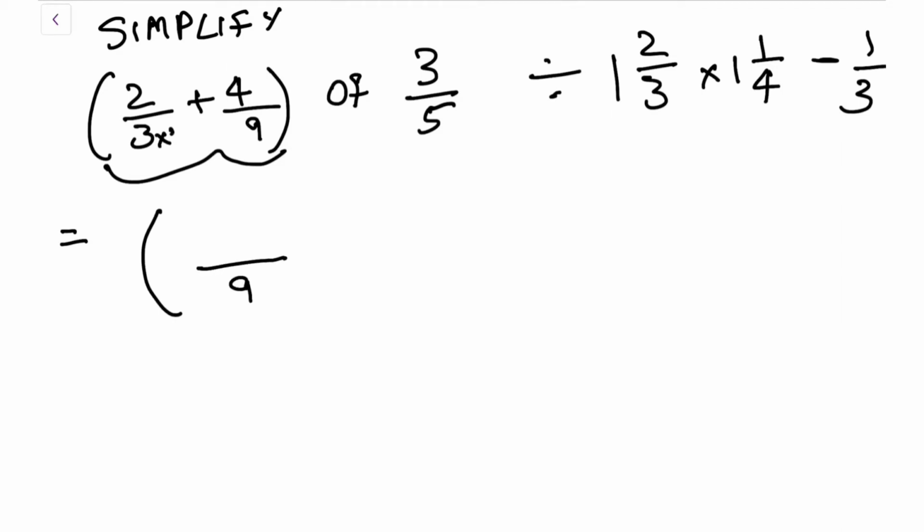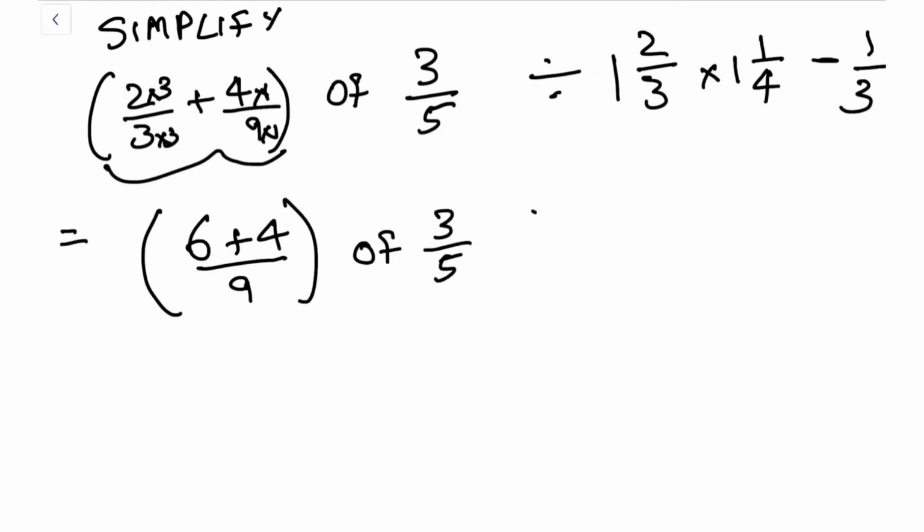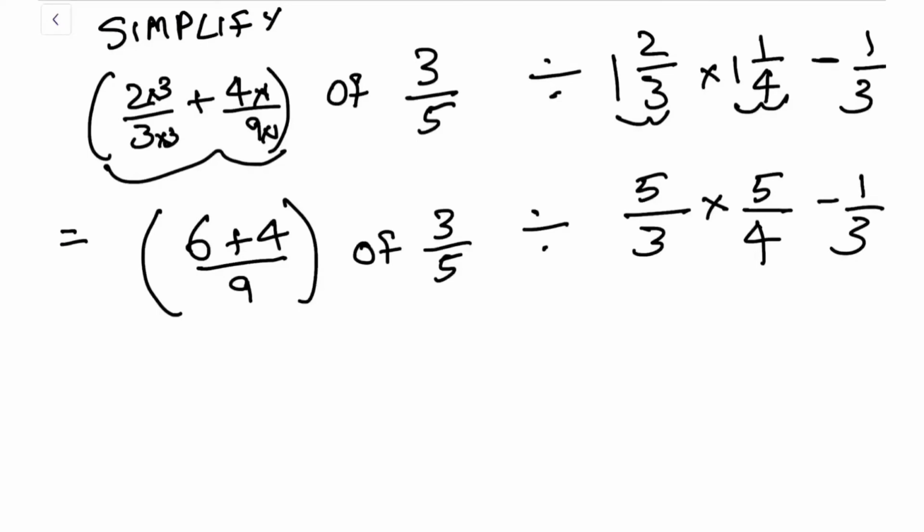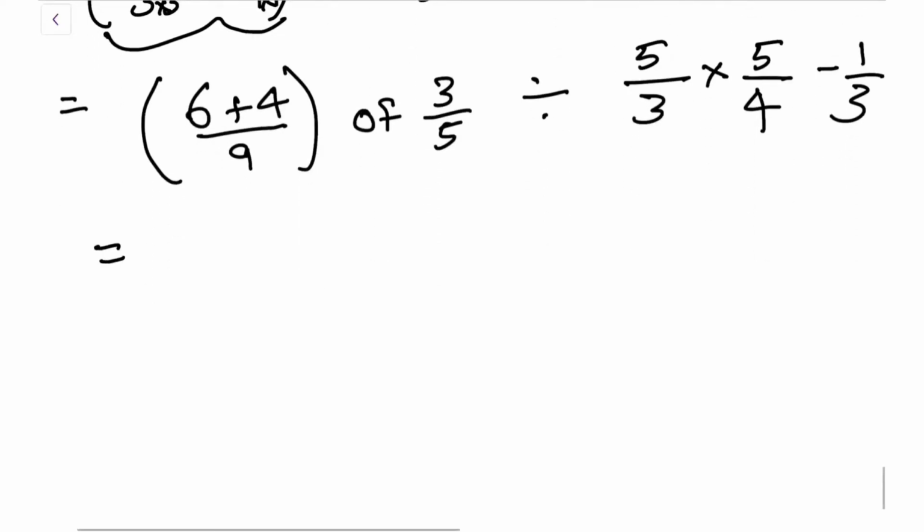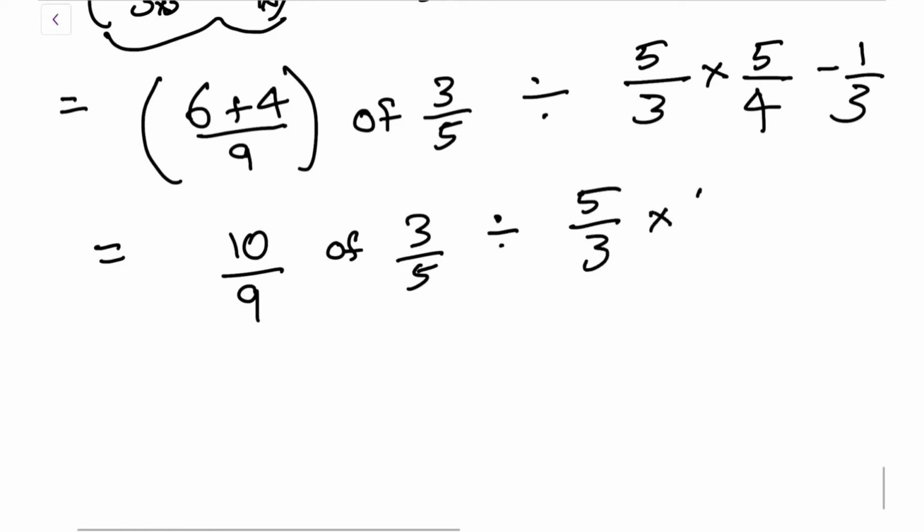So 3 3s are 9, 2 3s are 6, 9 1s are 9, multiply 4 with 1 is 4. Keep everything else as it is. 3 by 5 divided by, this is a mixed fraction, so change it into an improper fraction. That becomes 5 by 3 into 5 by 4 minus 1 by 3. So 6 plus 4 by 9 is 10 by 9 of 3 by 5 divided by 5 by 3 into 5 by 4 minus 1 by 3.